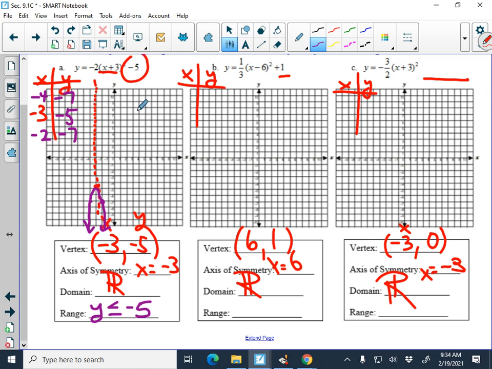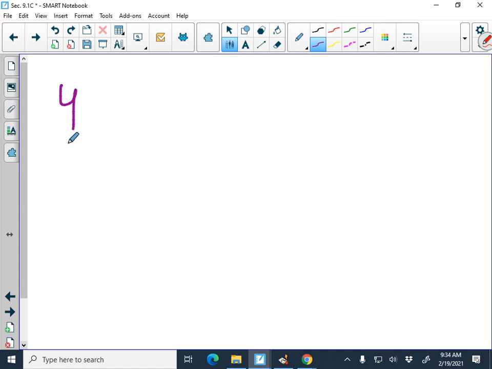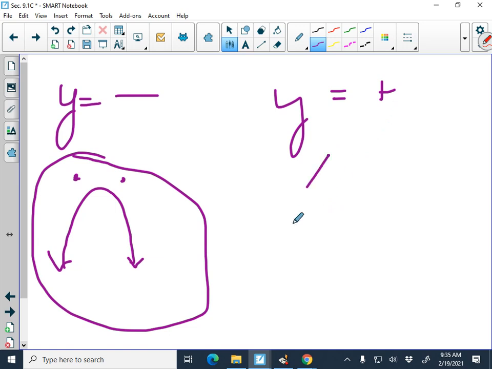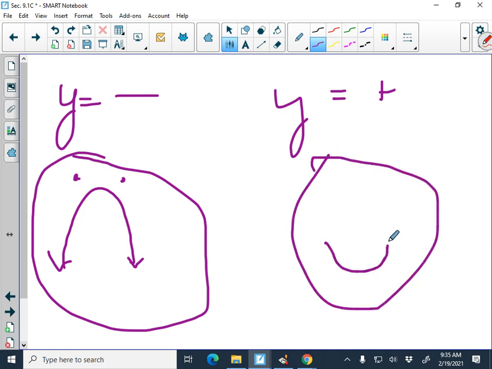Now, one of the things, you can tell how a parabola opens. If it's y equals and you see a negative right away, that parabola opens down. I told you the other day, it's kind of like a frowny face, because it's a negative parabola. But if it's y equals and you have a positive number first, then that's one that opens up. It's positive.